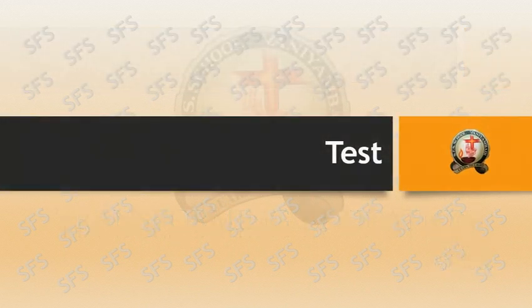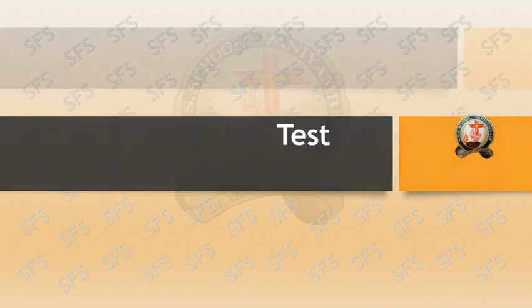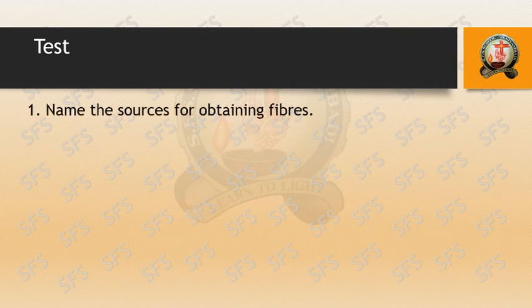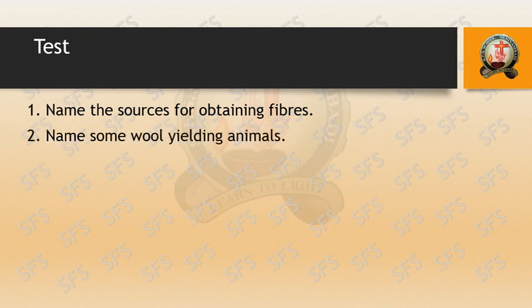So before I proceed to the class, I would like to recall the previously learned concepts by conducting a test and a quick recap. Whatever we have learned previously, to test your knowledge, I have selected a few questions, so just go through them. Number one, name the sources for obtaining fibers. You would have learned in the previous class that we obtain fibers either from plant sources or animal sources.